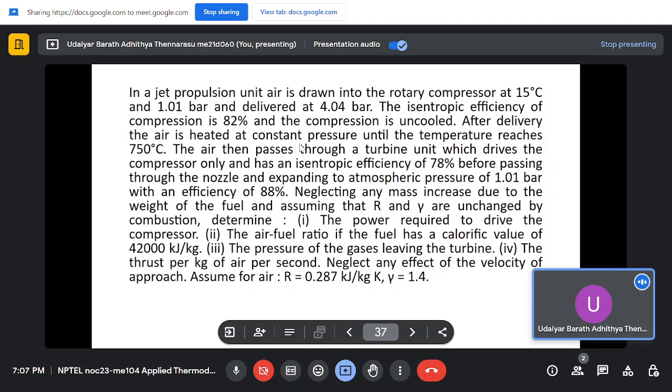Neglecting any mass increase due to the weight of the fuel, and assuming that R and gamma are unchanged by combustion, determine the power required to drive the compressor, the air-fuel ratio if the fuel has a calorific value of 42,000 kJ per kg, the pressure of the gas leaving the turbine, and the thrust per kg of air per second. Neglect any effect of velocity of approach.